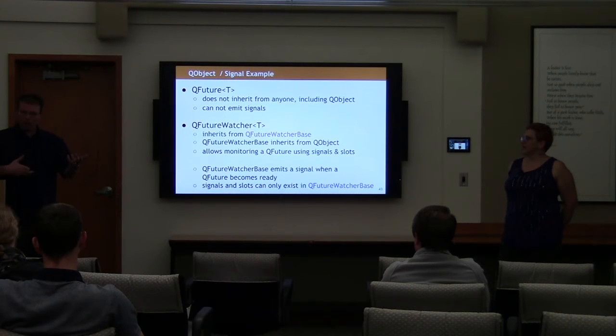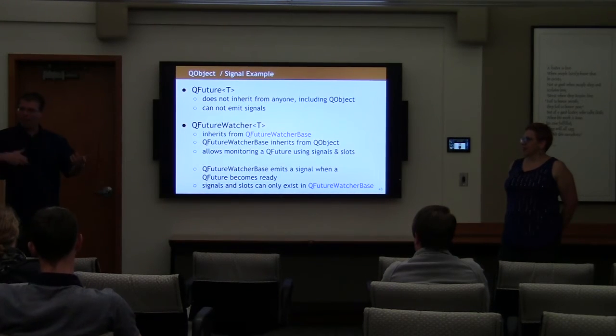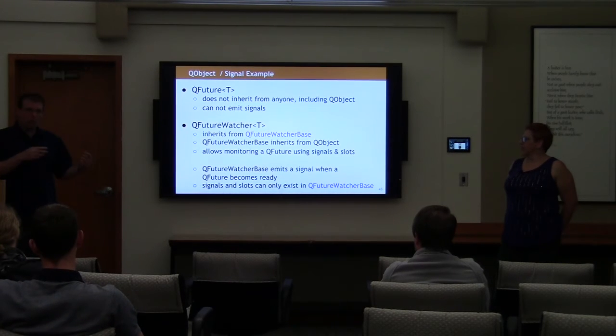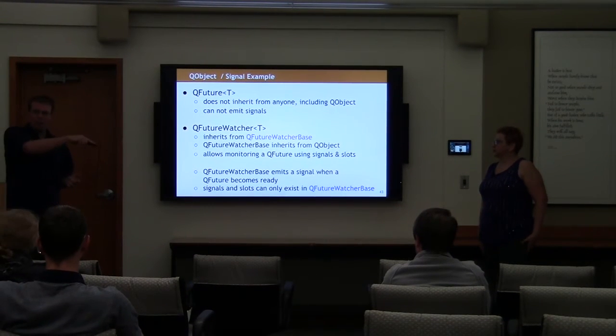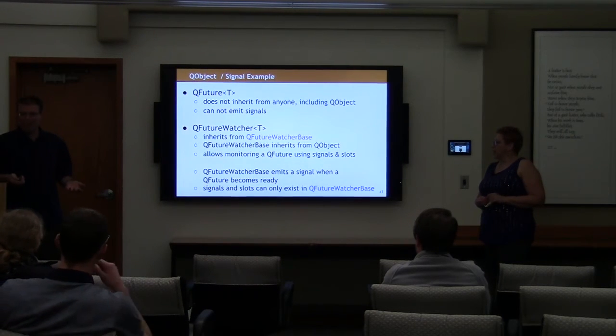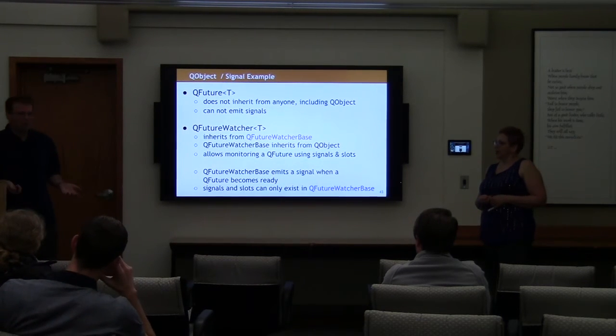So QFutureWatcher is a separate object that attaches to a QFuture and emits a signal when the data is available. Unfortunately, since you cannot put signals in a templated class, that signal which says data is now available could not be templated. So it doesn't actually give you the data that has become available. It just gives you a notification that you should go look in the future to find out what data is there now, which is extremely annoying and surprising to C++ programmers.